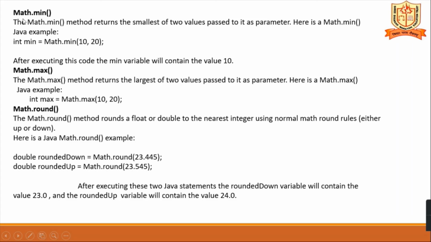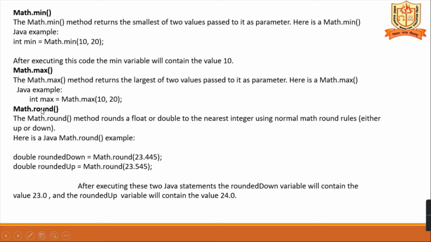And next, minimum, that is min is a function. The Math.min method returns the smallest of two values passed to it as parameters. See here, the function is there. This is the variable name min, Math.min(10, 20). Find which of these two is the minimum value. After executing this code, the min variable will contain the value 10. Is it clear? And next, same thing, max. Max is a function of the Math class. So Math.max, you have to pass the values as the parameters. So that returns 20.